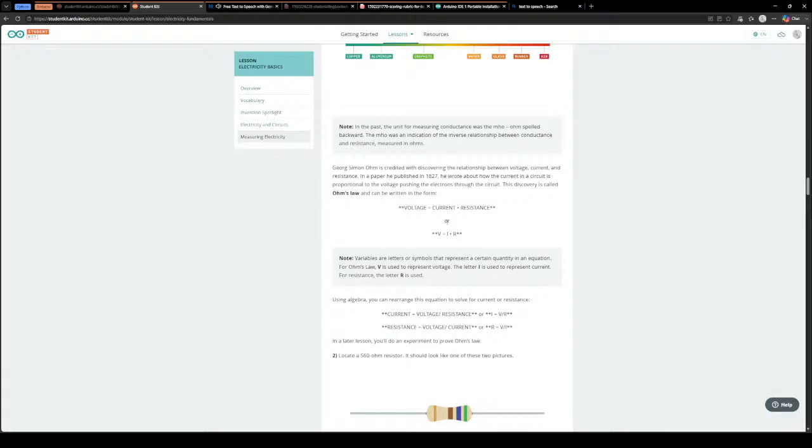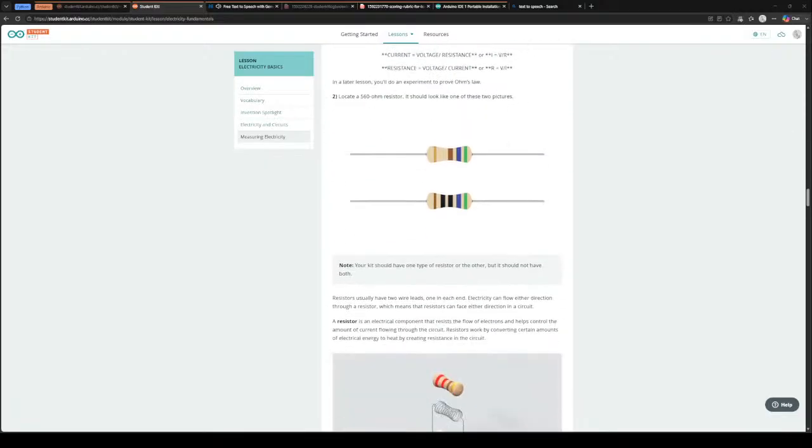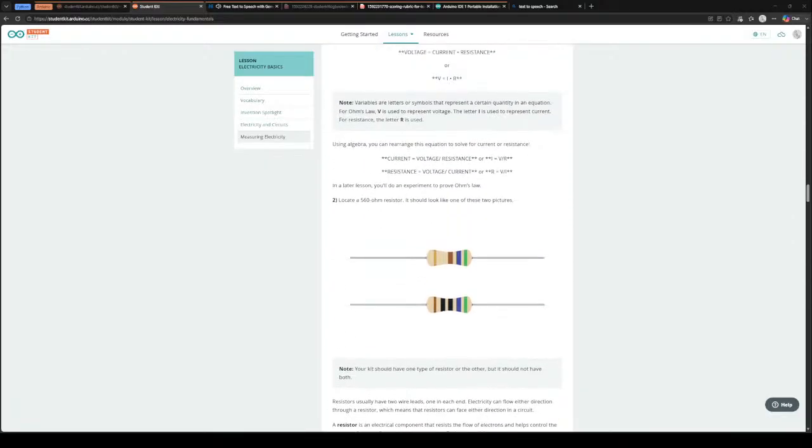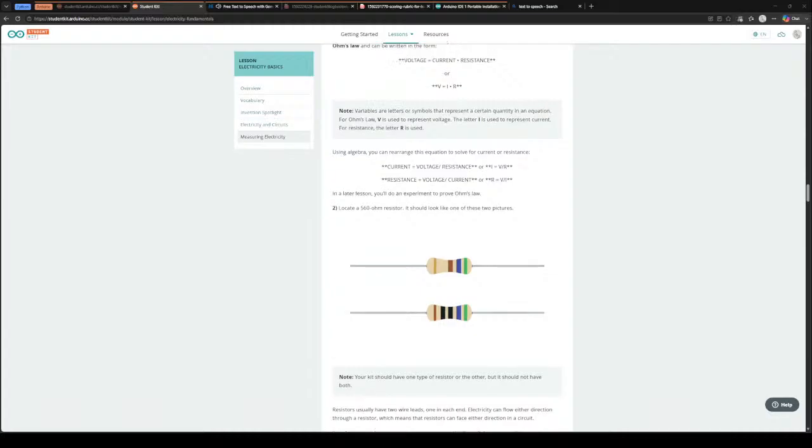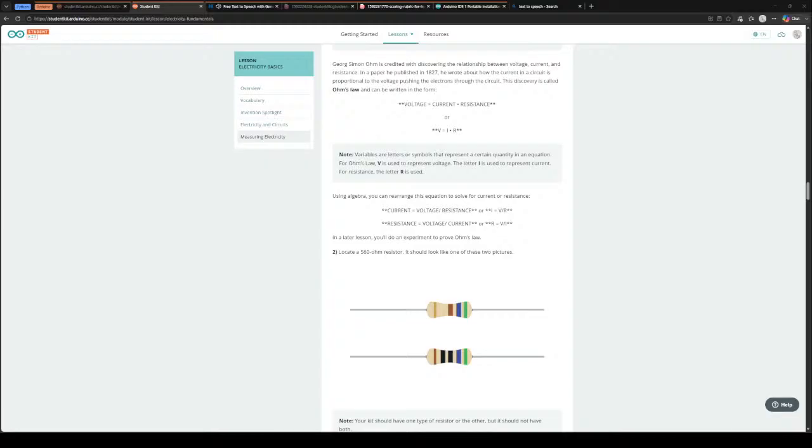For Ohm's law, V is used to represent voltage. The letter I is used to represent current. For resistance, the letter R is used. Using algebra, you can rearrange this equation to solve for current or resistance. Current equals voltage slash resistance, or I equals V slash R. Resistance equals voltage slash current, or R equals V slash I. In a later lesson, you'll do an experiment to prove Ohm's law.